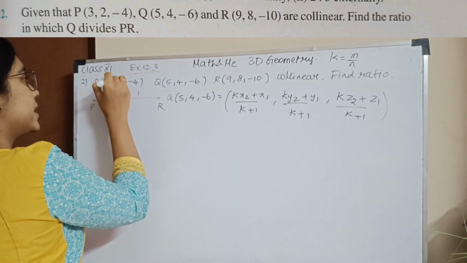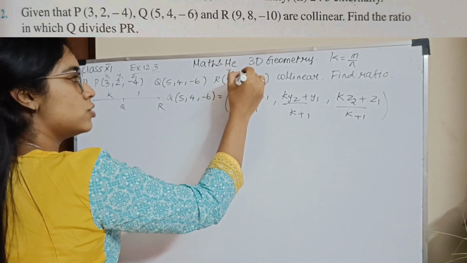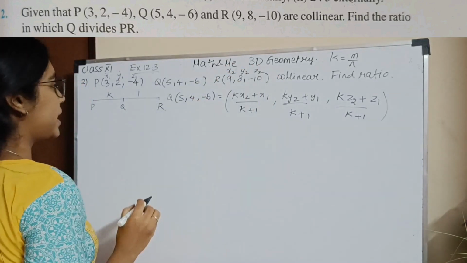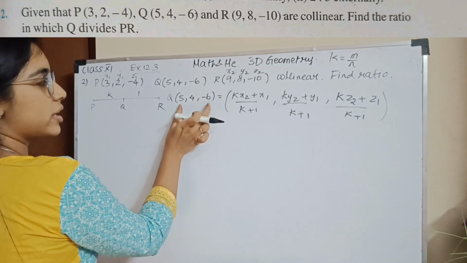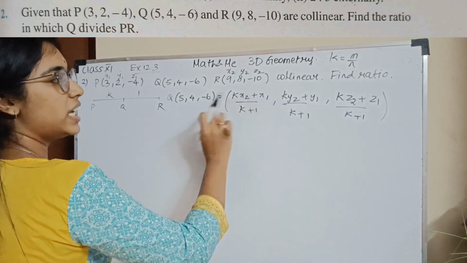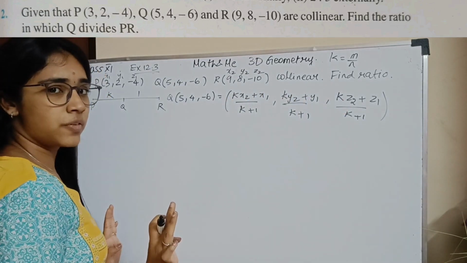So this is my x1, y1, z1 and this is my x2, y2, z2. Okay, I'm taking the line PR. Q oda coordinates என்னன்னு கண்டுபிடிக்கிறேன். I already have the coordinates of Q. I'm going to equate the x coordinates, y coordinates and the z coordinates to find the value of k.